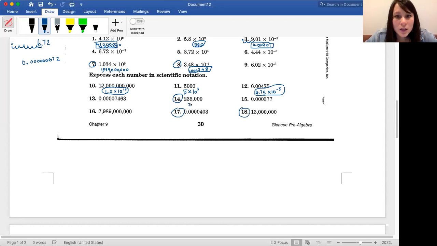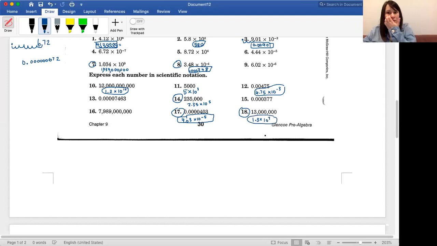So number 14, 2.35. We have to move it 1, 2, 3, 4, 5 times to the right, so 10 to the 5th power. Small number, decimal, making this 4.03, moving it over 1, 2, 3, 4, 5. So to the negative fifth power. Don't forget to make it a negative if you're making it a decimal. Same here, looking at this as 1.3 times 6, 7, so 10 to the 7th power.